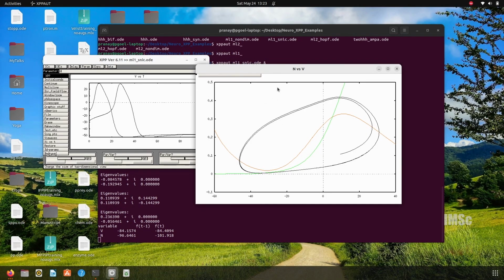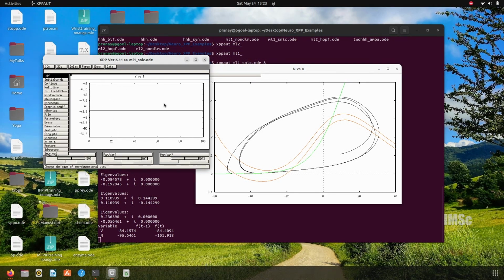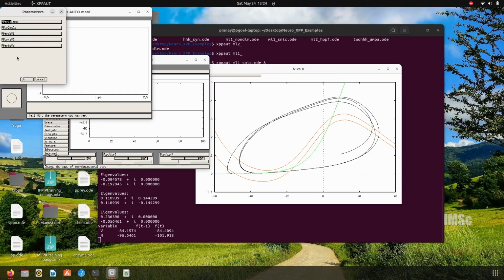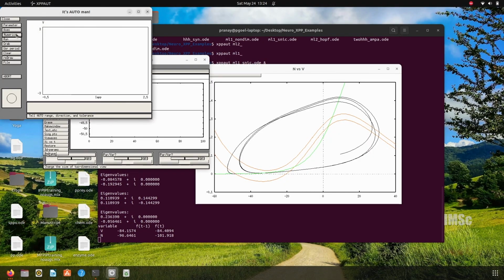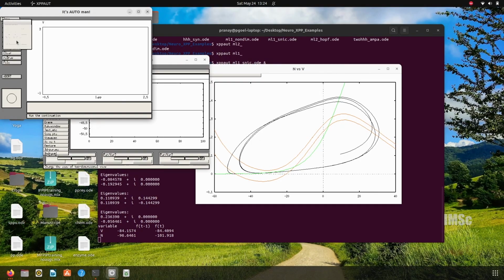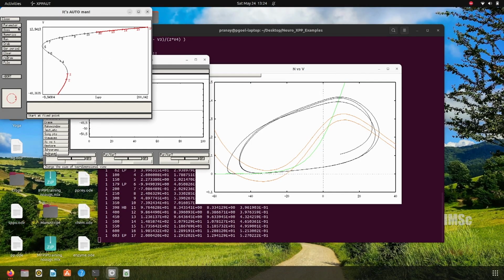Let's go back down to 20. I think we had a stable point here, right? Okay, I have a point here. Let me get auto up, parameters I have, numerics.